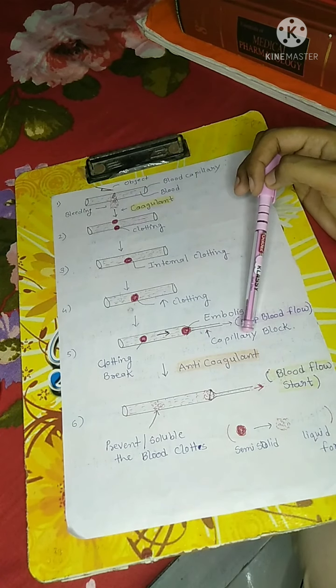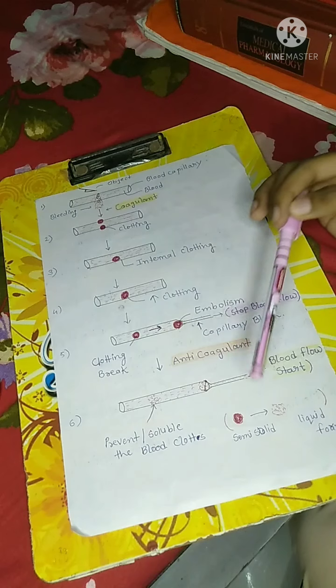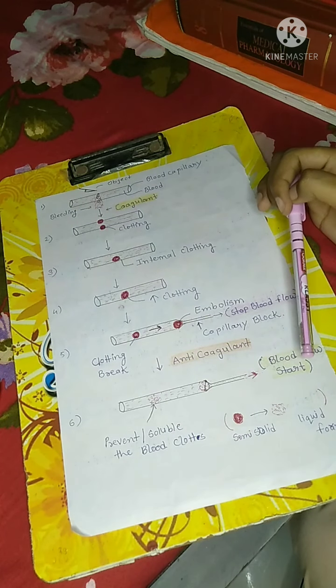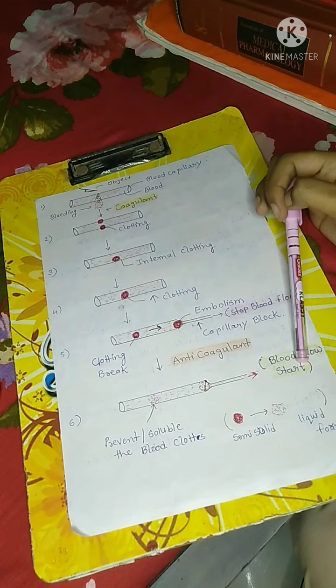This clot which blocks the blood capillary is known as an embolism. So at this stage we apply an anticoagulant. This anticoagulant prevents and dissolves this blood clot, and when the blood clot is dissolved the blood flow will start. So the anticoagulant converts this semi-solid blood clot into a liquid form. So this will increase the blood flow.